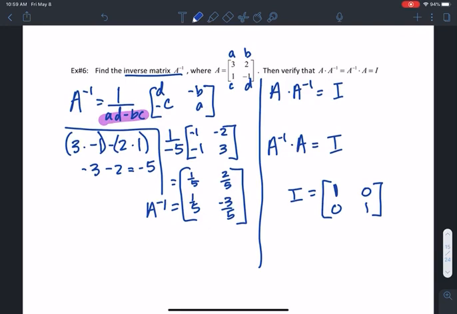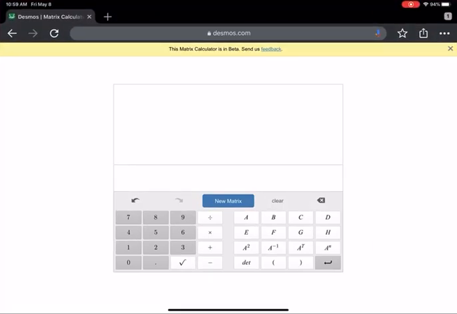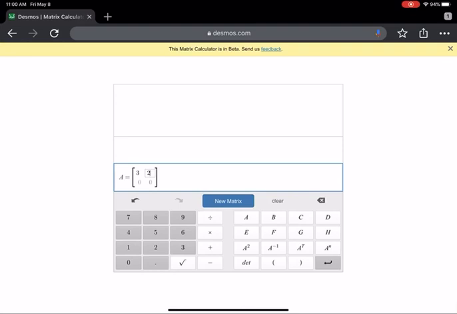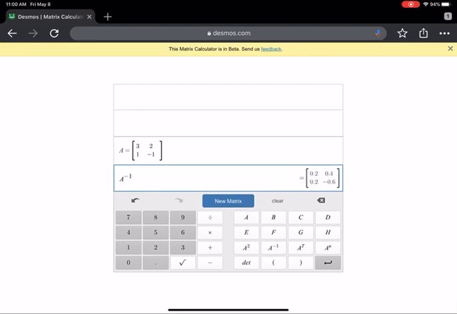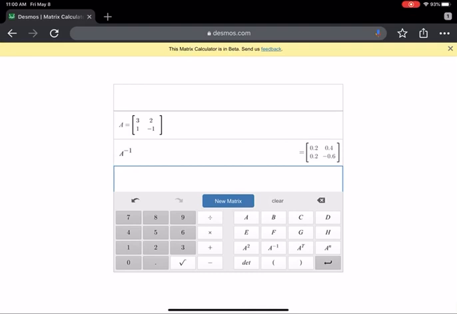So I am going to go to the calculator now. This is desmos.com/matrix. And I do need to save A. So new matrix, 2 by 2. A is 3, 2, 1, -1. And I'm just going to hit enter. You'll notice there is an inverse button here. This one is using decimals, but if we compare, 1/5 is 0.2. So these were both 1/5 in this first column. 2/5 is 0.4, and negative 3/5 is negative 0.6. So we did get the exact same matrix for our inverse.